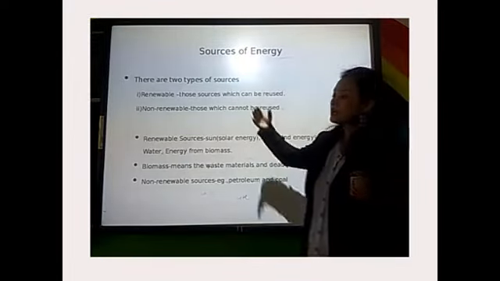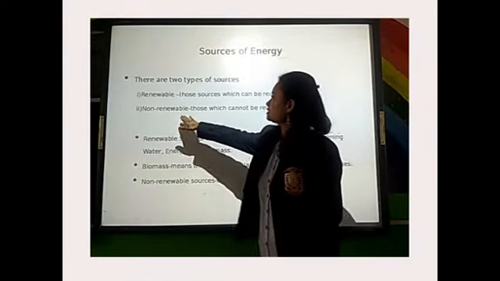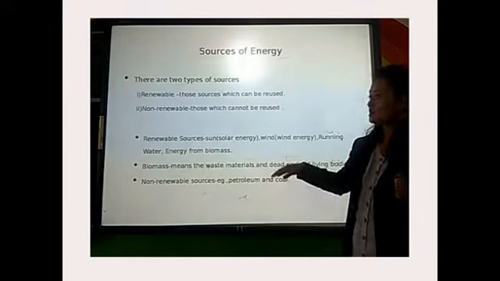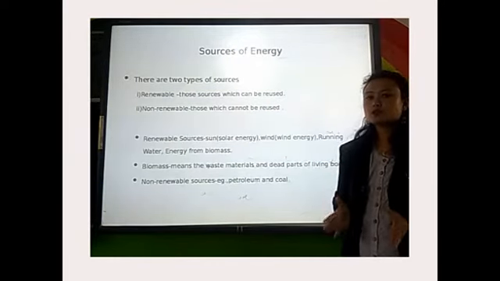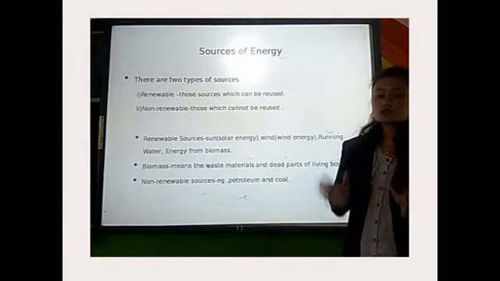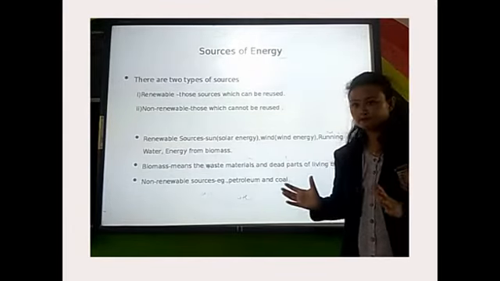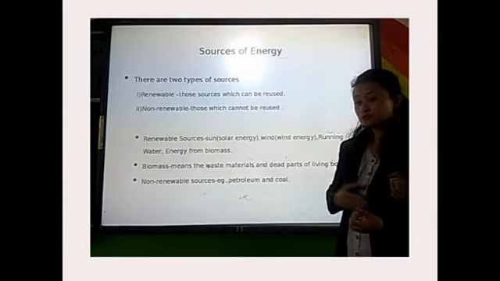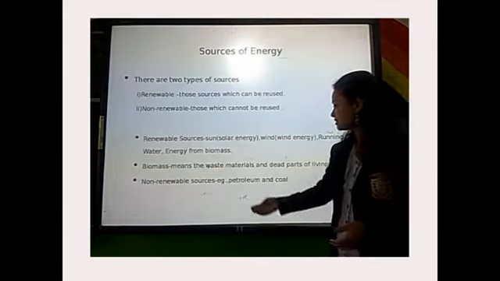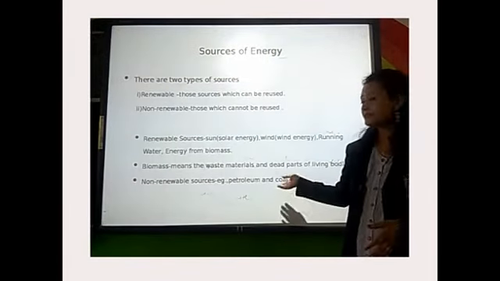Another source of energy is the non-renewable source of energy. What do you mean by non-renewable? It means just the opposite of renewable. So non-renewable means sources which cannot be renewed or which cannot be reused. And the two types of non-renewable sources are petroleum and coal that we have discussed here.